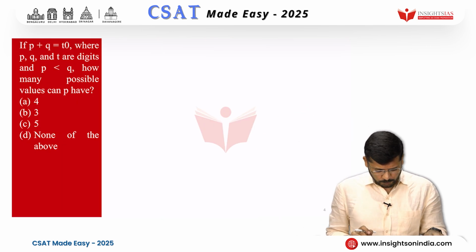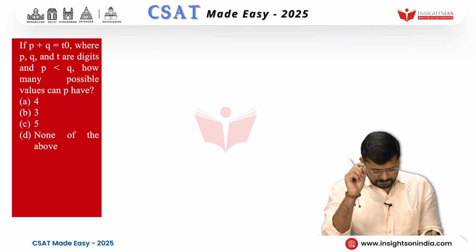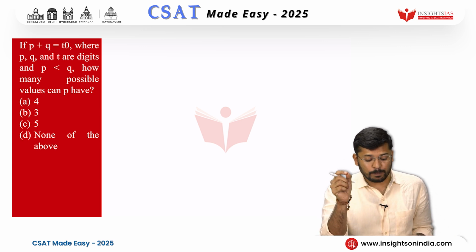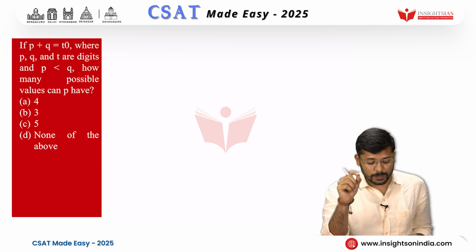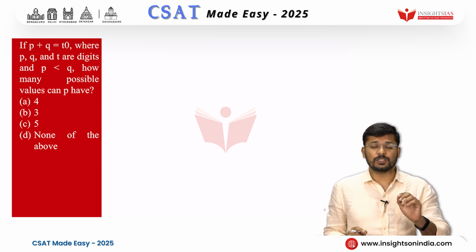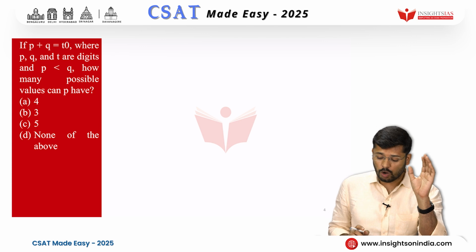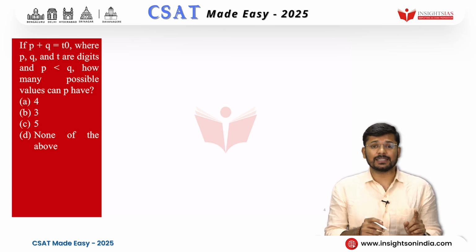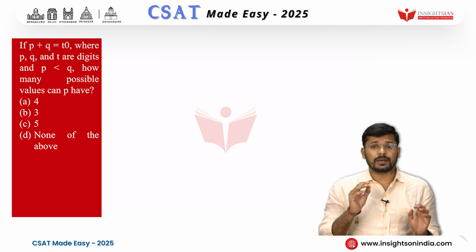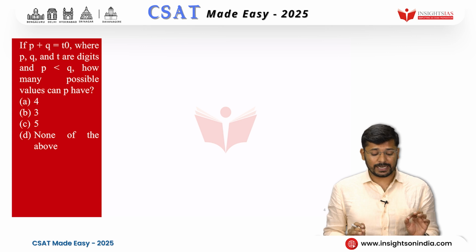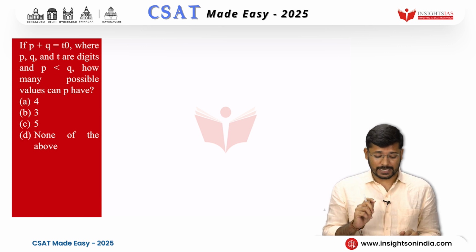If P plus Q is equal to T0, where P, Q and T are digits and P is less than Q, how many possible values can P have? In the previous problem, they had given us a condition that P, Q and T are distinct. However, here they have given us a condition that P is less than Q. Now, there is no condition that P and T should be distinct or Q and T should be distinct. The only condition is that P should be less than Q.